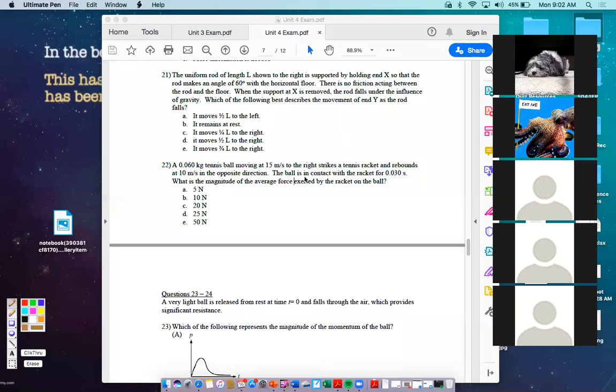So let's see. I believe that the picture ended up looking like this. Oh boy, here's the floor. Here's point Y. Here's point X. And I know that that is 60 degrees. So the center of mass of this rod is going to be halfway through, which is right here. And I know that that is equal to a distance of L over 2 if the whole thing has length L. So if I remove whatever's supporting it here, it's going to fall under the influence of gravity.